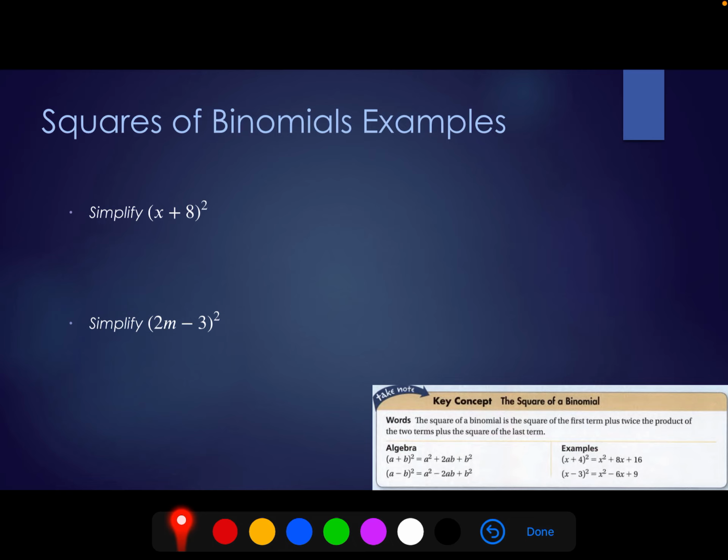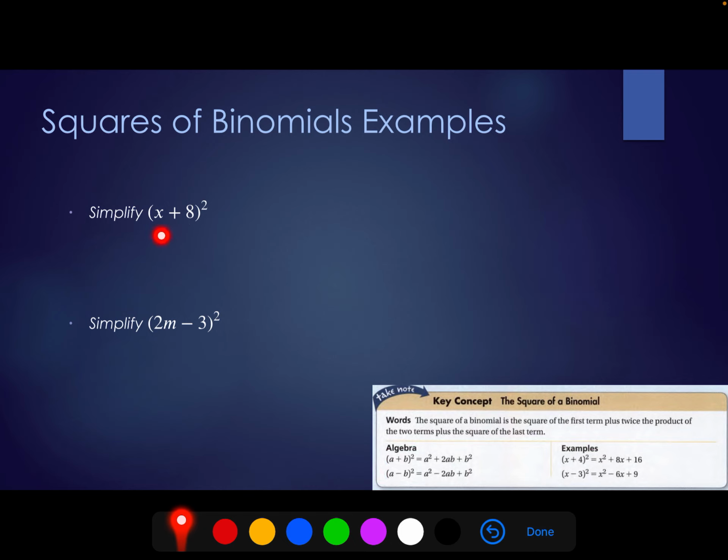Now let's take a look at simplifying some of these squares of binomials using the special rules that we have, especially down here. All right, so first we have simplify x plus 8 squared. Now for a minute, if we take a look at this first equation down here, it says a plus b squared equals a squared plus 2ab plus b squared. All right, so we have an a term and a b term.